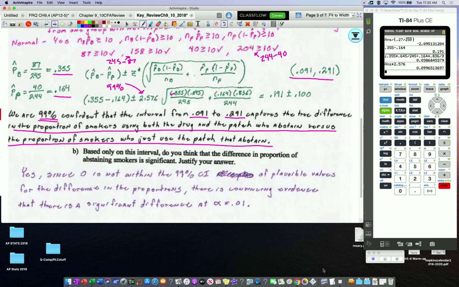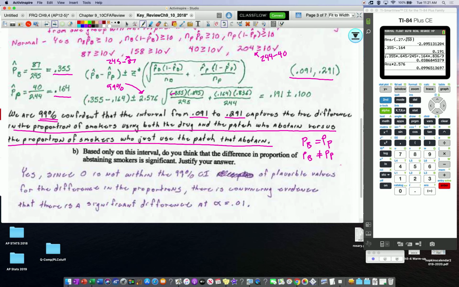So part B basically gets you to think about how you could use the confidence interval to see if there's actually significance difference. So in B it says, based on only this interval, do you think that the difference in proportion of abstaining smokers is significant? Justify your answer. In this particular case, yeah, if there was no difference, we would be saying that P of both would equal P of just the patch. We're trying to show evidence that they're not equal to each other.